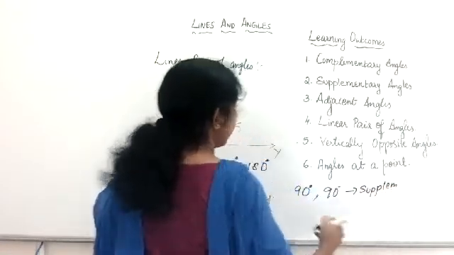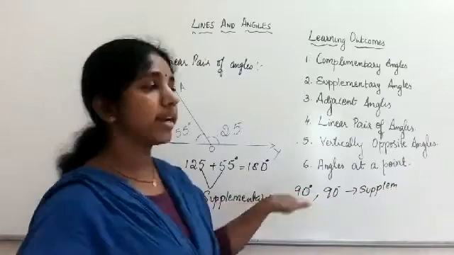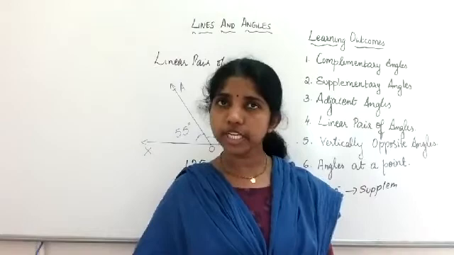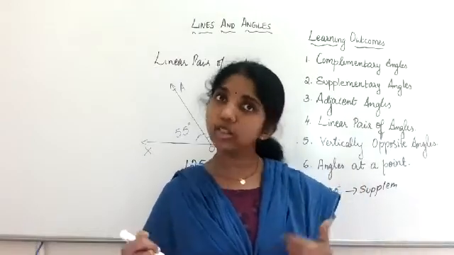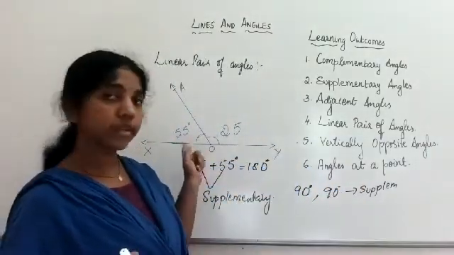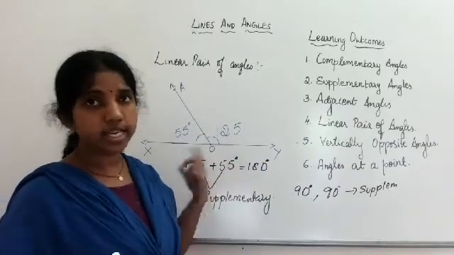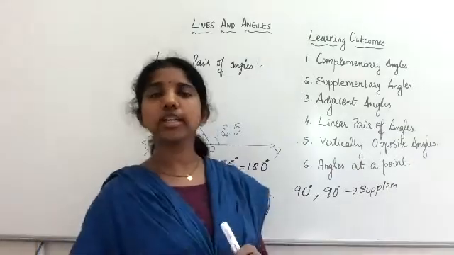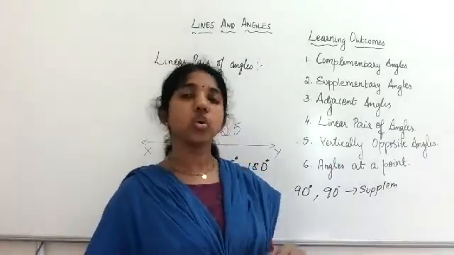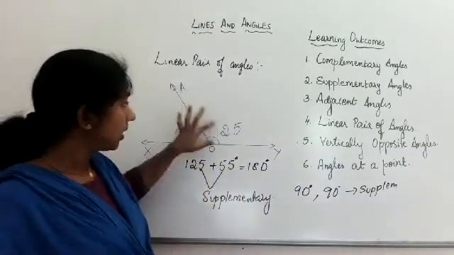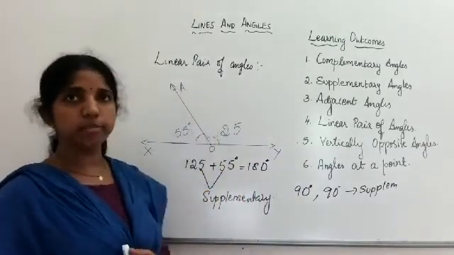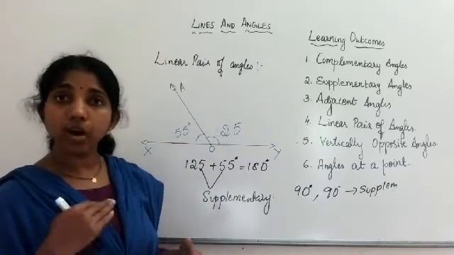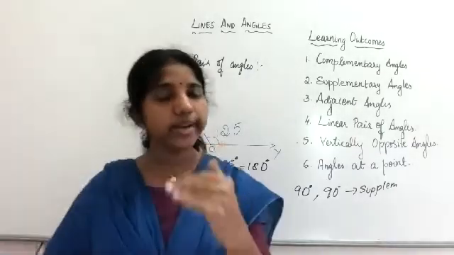But are these two angles adjacent? The question arises. If the supplementary angles are adjacent angles, then those angles are a linear pair of angles. Only if those supplementary angles are adjacent angles, then it will be a linear pair of angles. Otherwise, it is not a linear pair of angles. So what we can say, all the linear pair of angles are supplementary angles. But all the supplementary angles are not linear pair of angles.